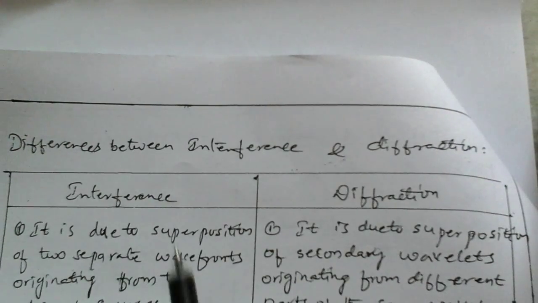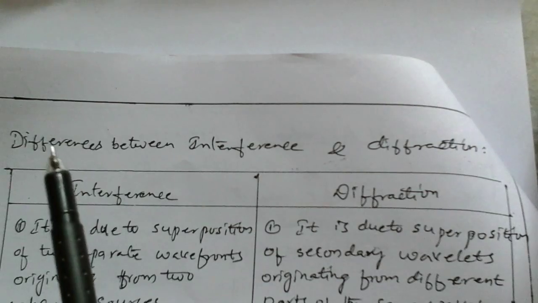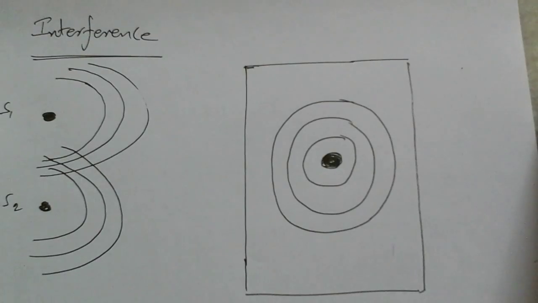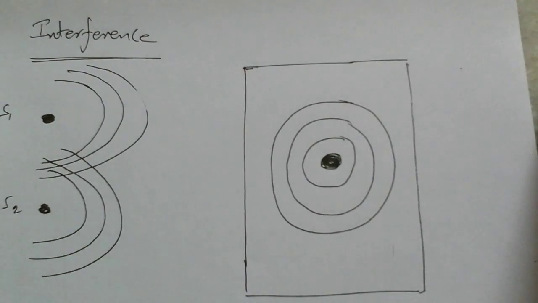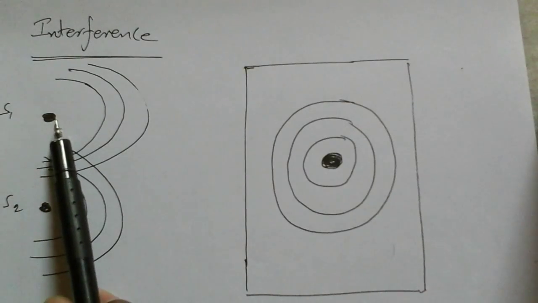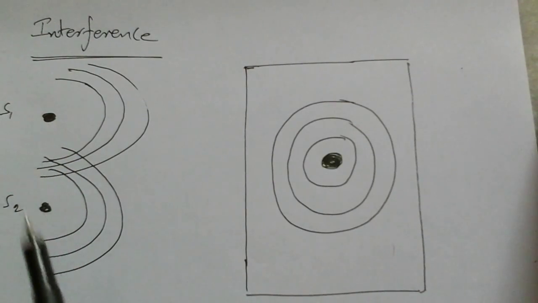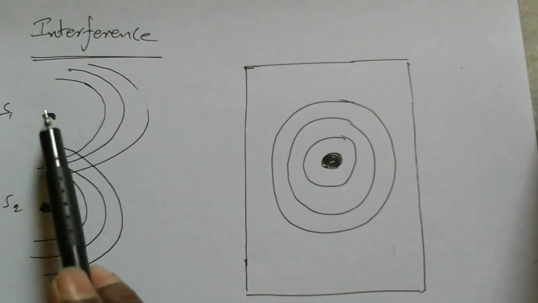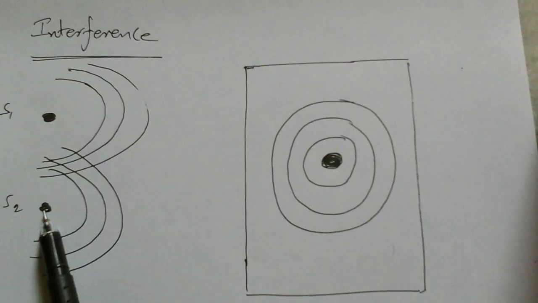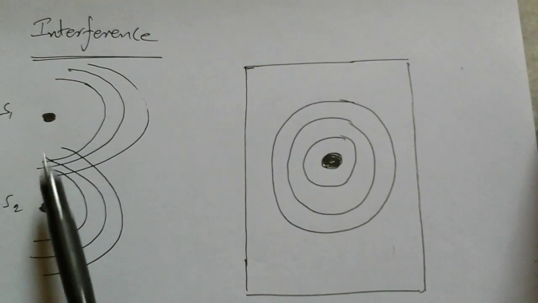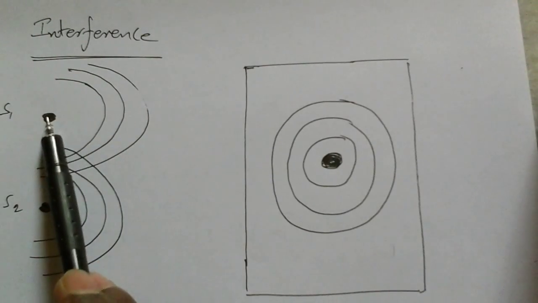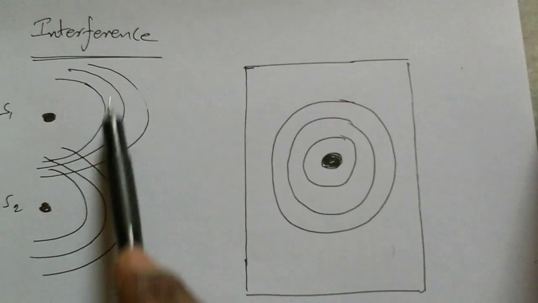Difference between interference and diffraction. Now we are studying interference. Interference requires two coherent sources, S1 and S2. From these two coherent sources, wavefronts are coming out like this.